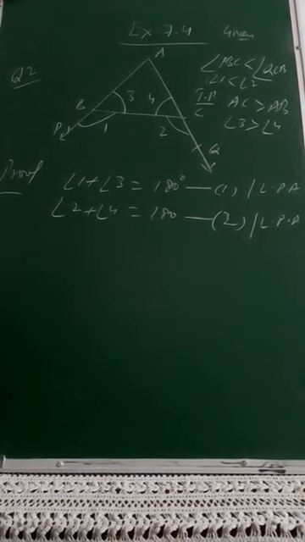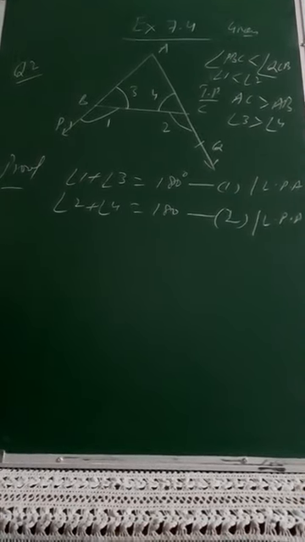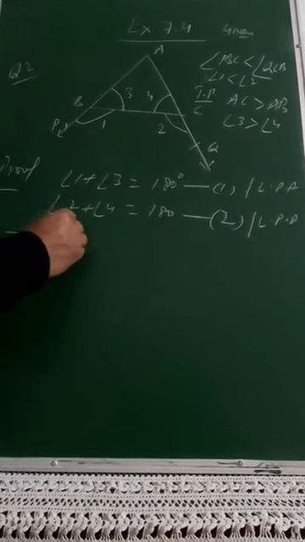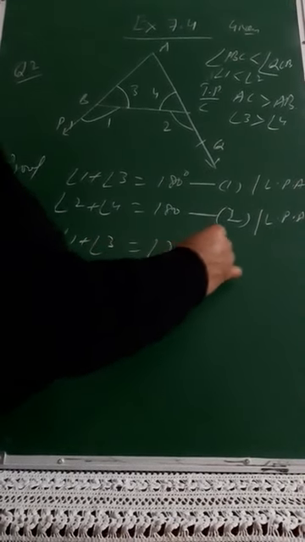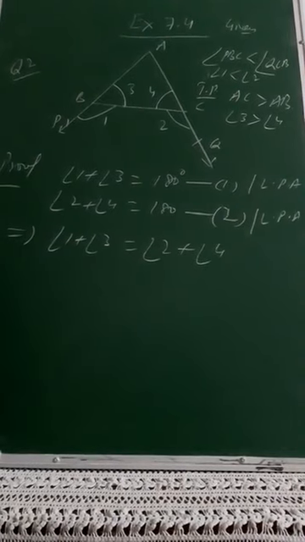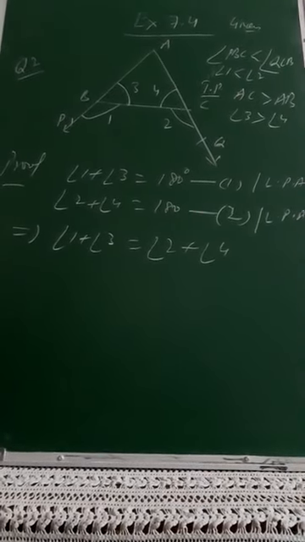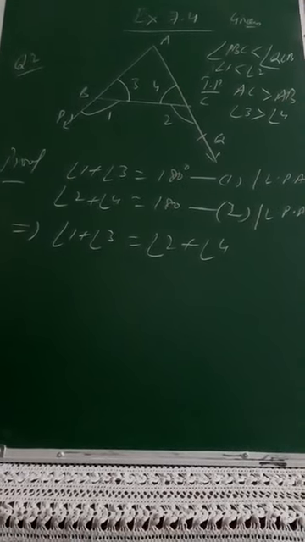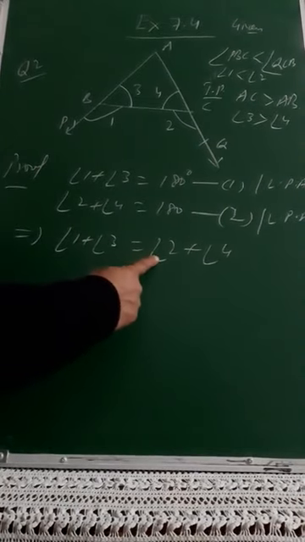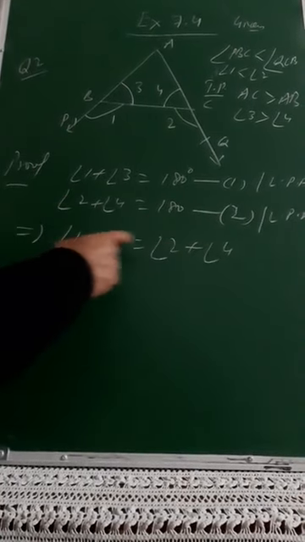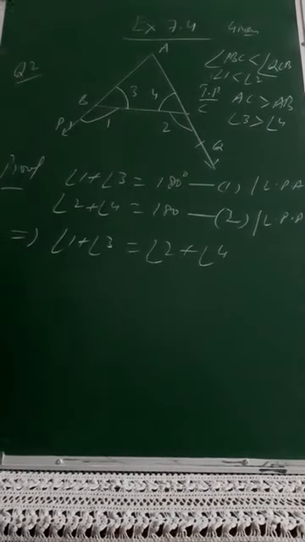Now if you see, the first and second both are equal to 180. So on behalf of Euclid's axiom, can I say that angle 1 plus angle 3 will be equal to angle 2 plus angle 4? Of course, yes, from 1 and 2. Now, it is given that 1 is less than 2. So, if 1 is less than 2, to make these equations equal, definitely 3 will be greater than 4, which I need to prove.